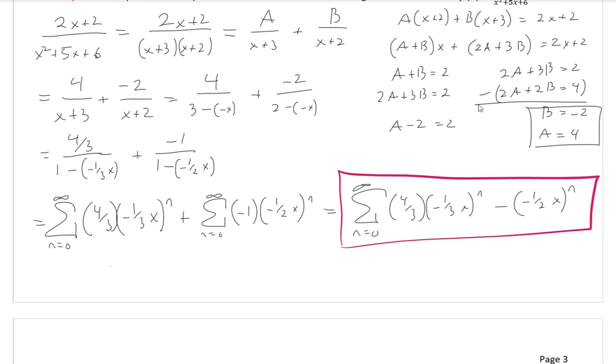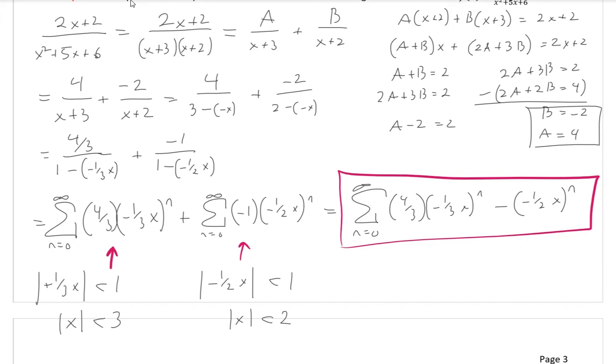For the first one, we have the interval of convergence being true when the absolute value of negative 1/3 x is less than 1. So make that positive, and we have the absolute value of x is less than 3. So this one converges when |x| is less than 3. However, the second one converges when the absolute value of negative 1/2 x is less than 1. So that becomes the absolute value of x is less than 2. So the second one only converges when |x| is less than 2.